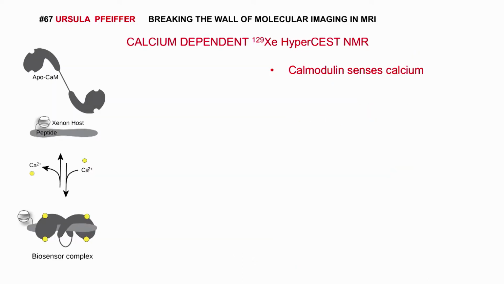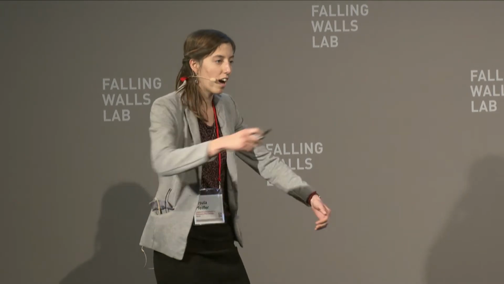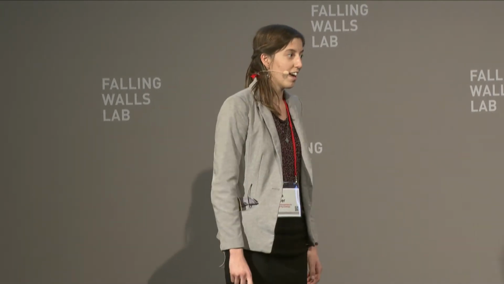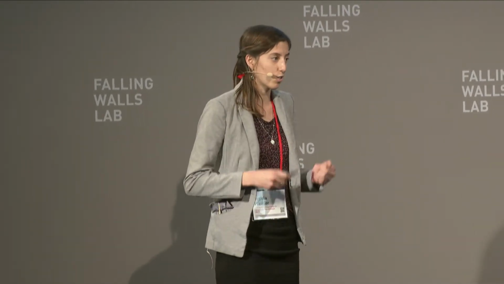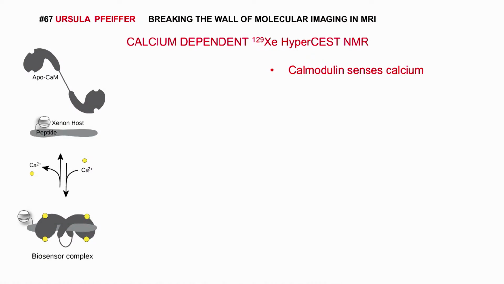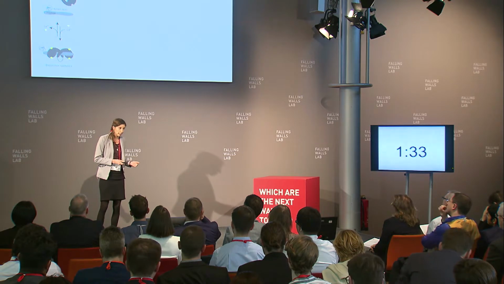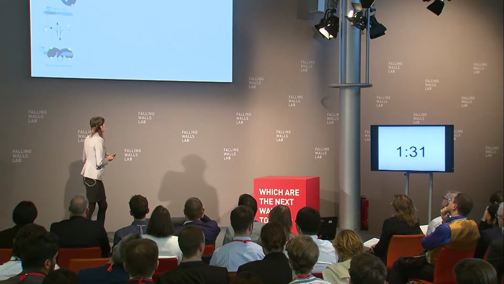The cell has its inbuilt calcium sensor, which I am using. This protein, called calmodulin, wraps tightly around its binding partner, thereby changing its state, its structural conformation, as it senses calcium. And by changing the state of this binding partner, it will also change the state of a contrast agent attached to it. And this is what I'm using here.